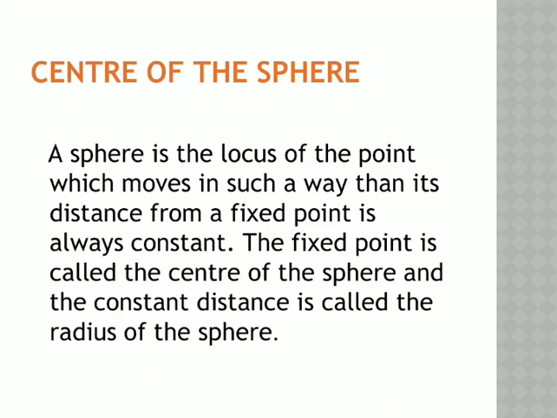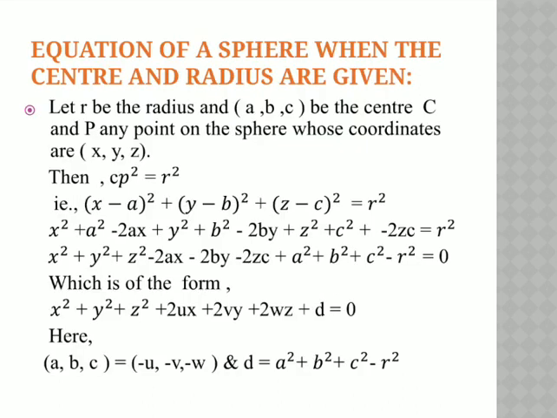Now we see the equation of a sphere when the center and radius are given. If the center and radius are given, we can form the equation of a sphere. How do we form it? Let's see. Let R be the radius, C(a, b, c) be the center, and P be any point on the sphere whose coordinates are x, y, z. Then CP square is equal to R square.